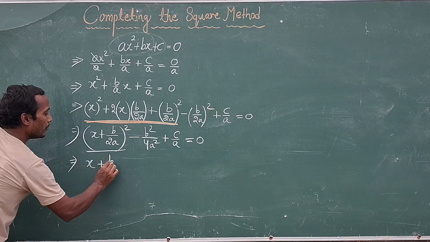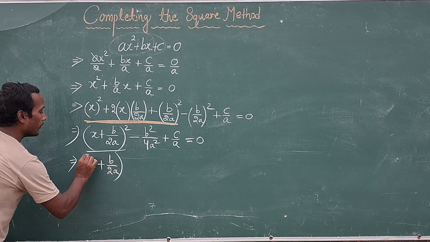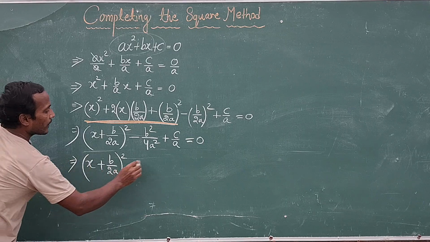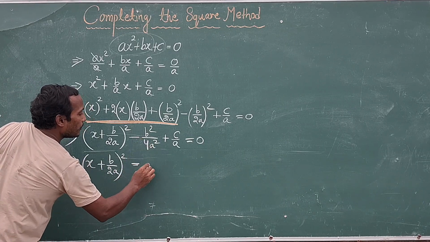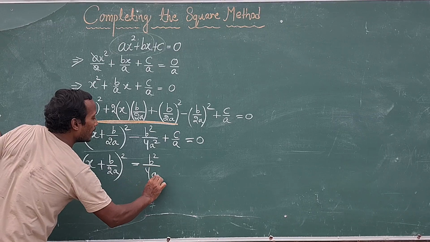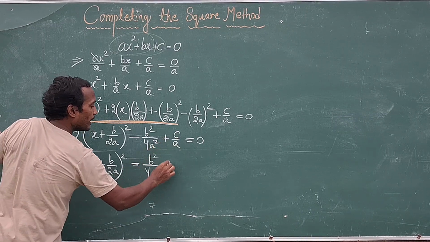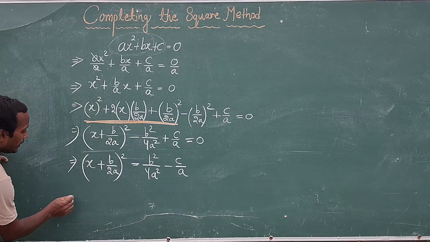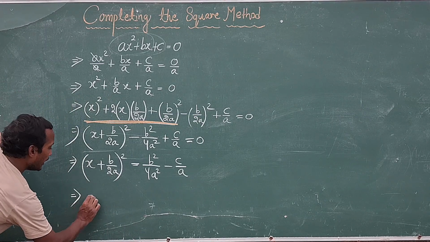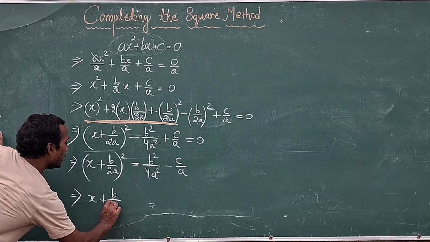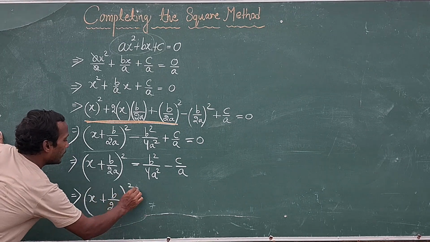x plus b by 2a whole square equals, minus b square by 4a square becomes plus b square by 4a square on the right side, plus c by a becomes minus c by a. Next step, x plus b by 2a whole square we have.